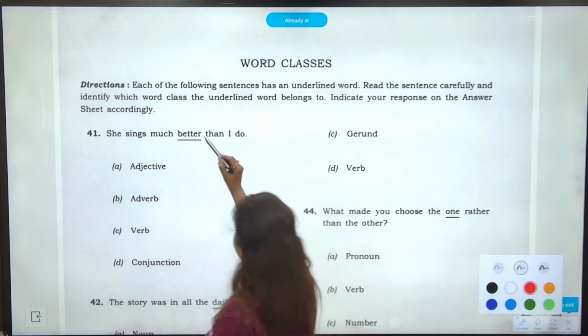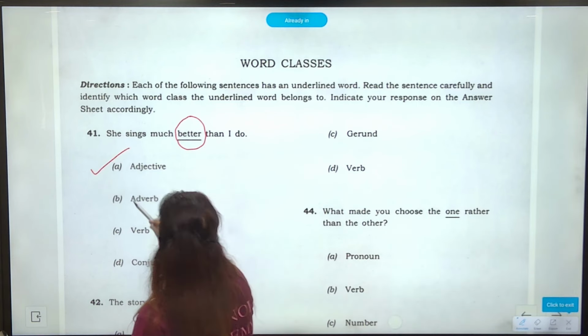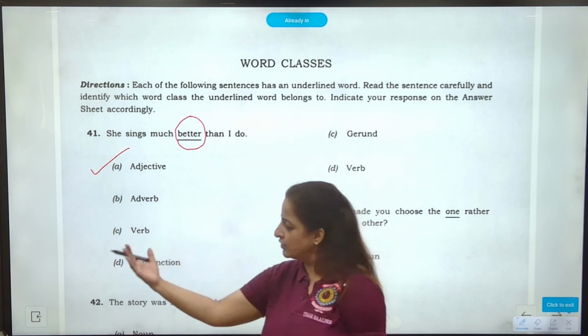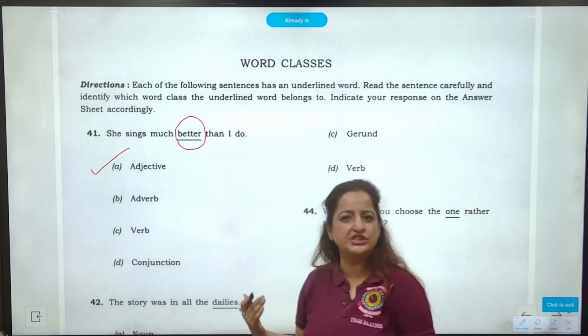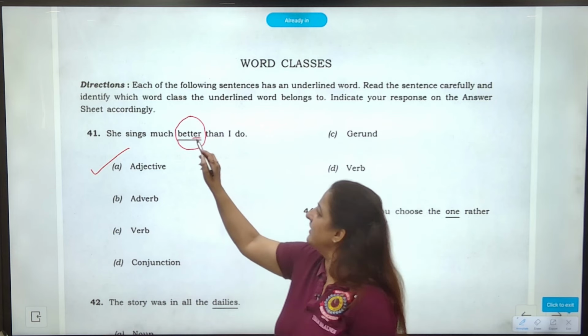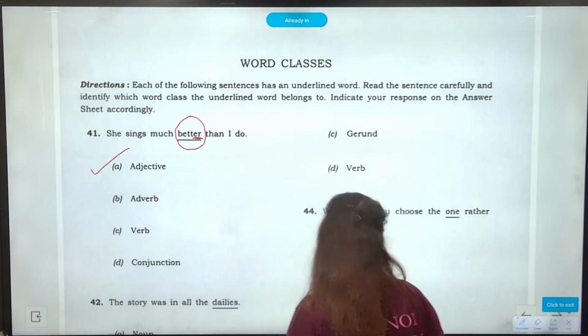Which word is underlined? Better. Better is an adjective. There are 3 degrees of adjective, no? Good, better, best, bad, worse, clever, cleverer, cleverest. ER words, adjective, comparative degree of adjective.